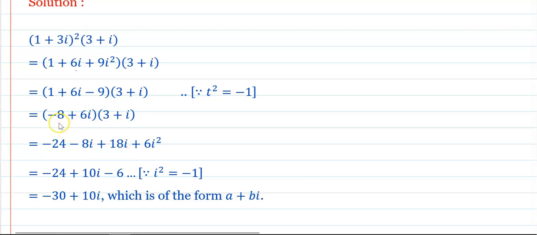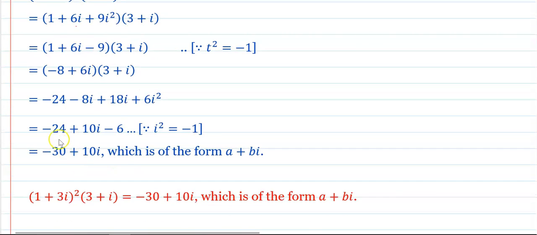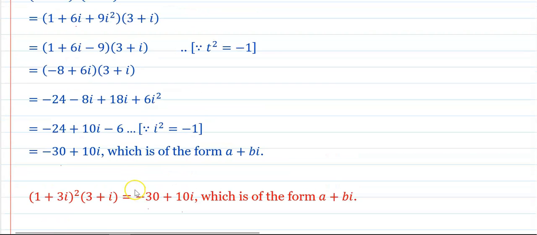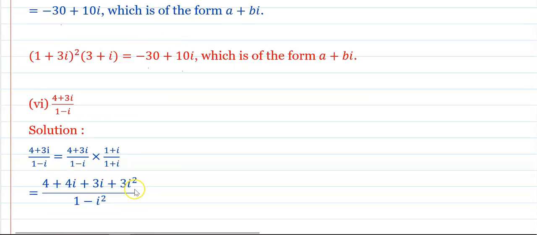Next multiplication: -8 into 3, -24. -8 into i, -8i. 6i into 3, 18i. 6i into i, that is 6i². i² is again -1. 6 into -1, you will get -6. -24 - 6, -30, plus 10i. Hence it is of the form a + bi, that is -30 + 10i, and hence the answer. It is a normal multiplication.